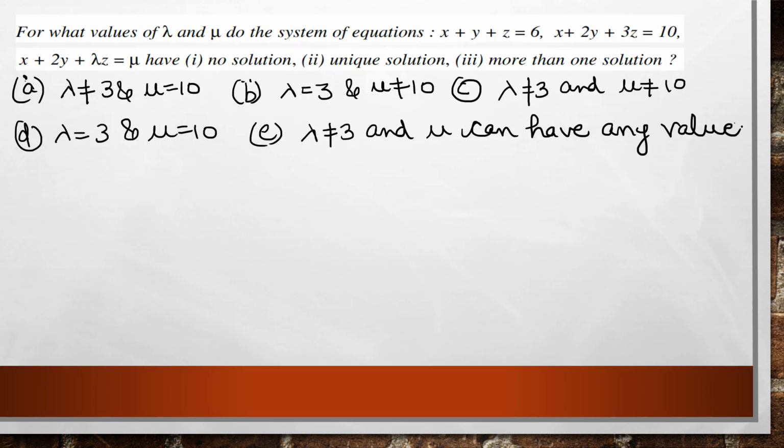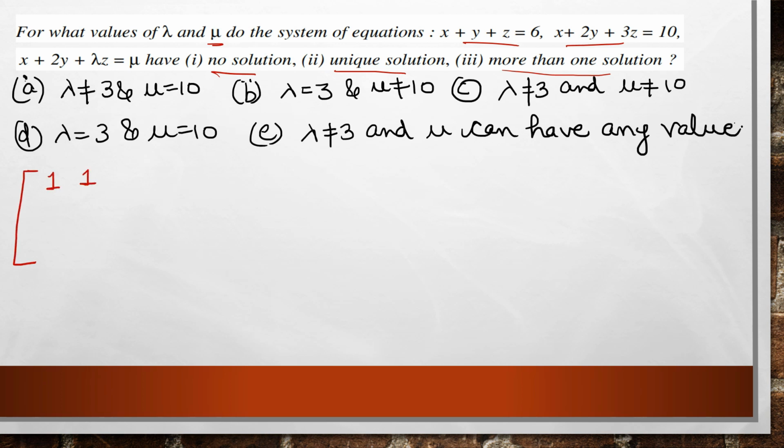So this is a very important question. They are asking you the lambda and mu for which this system of equations will have, first, no solution, second, a unique solution, and third, more than one solution, right? So first of all, what is the augmented matrix? I'm going to write the augmented matrix here.